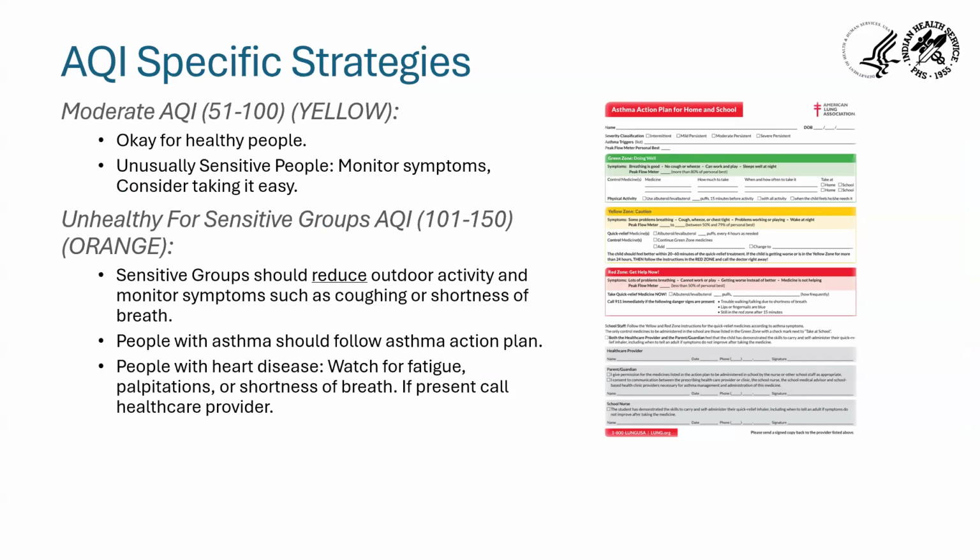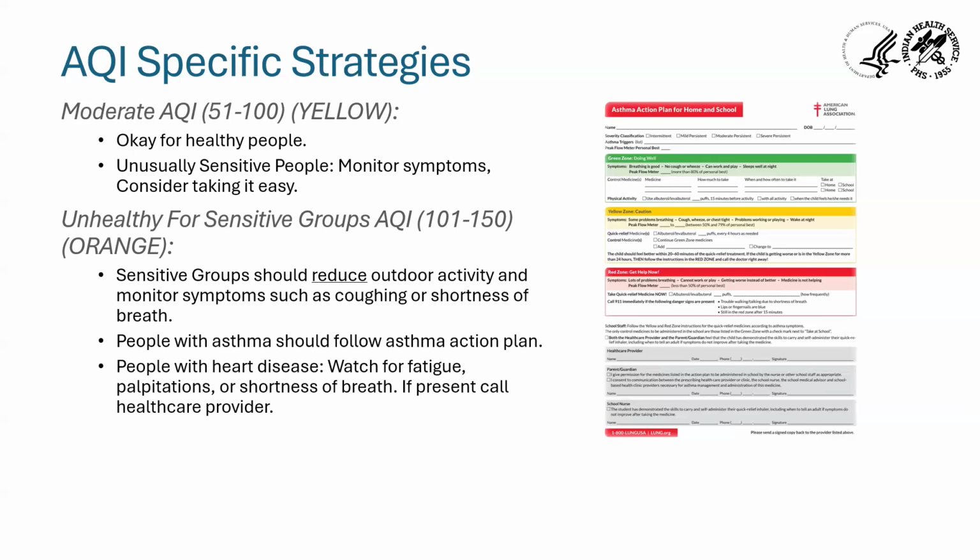So next we're going to dive into the different levels within the AQI categories. From this you should know what to communicate to your patients and also what to include in their wildfire action plans for these different AQI categories. When the air quality is moderate, that's 51 to 100, it's the yellow category. Usually healthy individuals aren't going to see any symptoms within this AQI, but unusually sensitive people should start to consider taking it easy and monitor their symptoms.